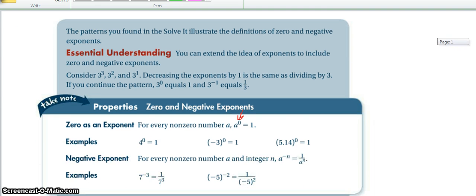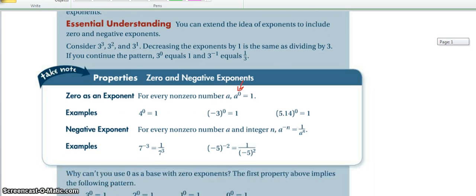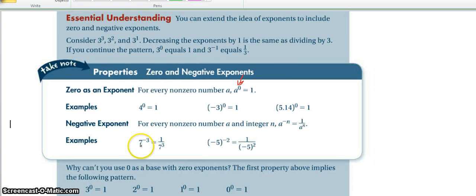So then, when we have negative exponents, we essentially flip the base. So 7 becomes 1/7, its reciprocal, and the exponent becomes positive in the denominator. So that negative flips our base, and then the power goes in the denominator.